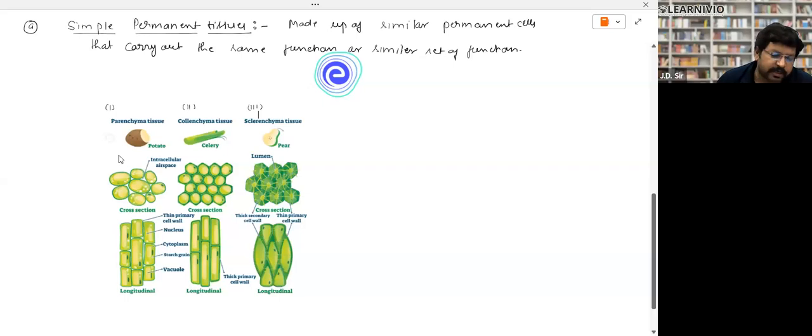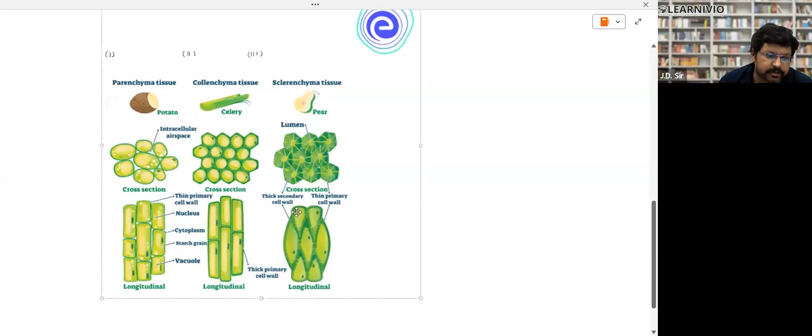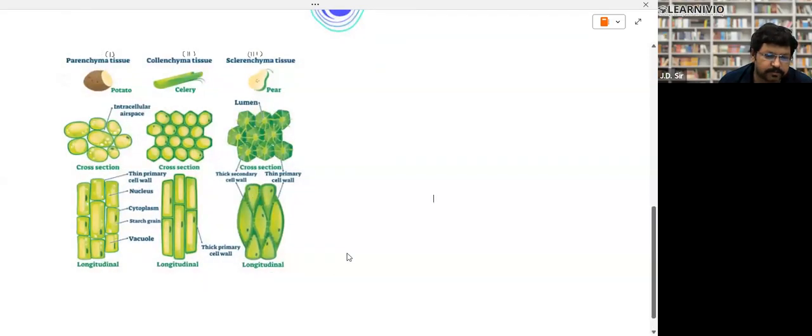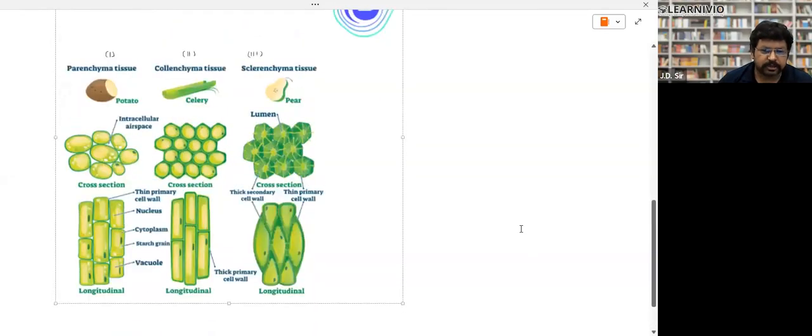All three have different functions. Let me make it a bit larger. Now it should be visible to you. You can see the parenchymatous tissue here, found in potato. There are large intercellular spaces between the cells; basically air spaces are found, and these are also found in the leaves. That is the cross section. You can see they are a bit circular. They have a thin primary cell wall, the main important thing: the cell wall is thin.